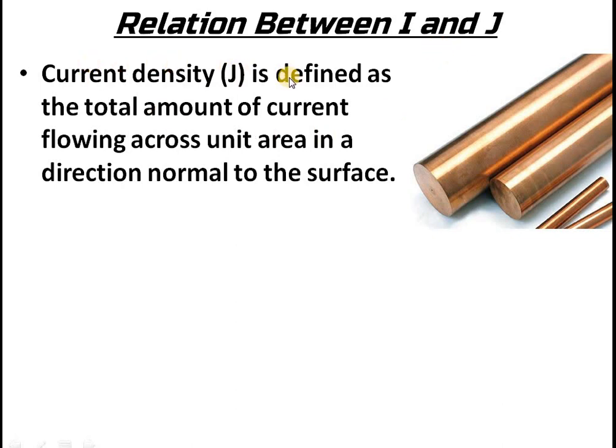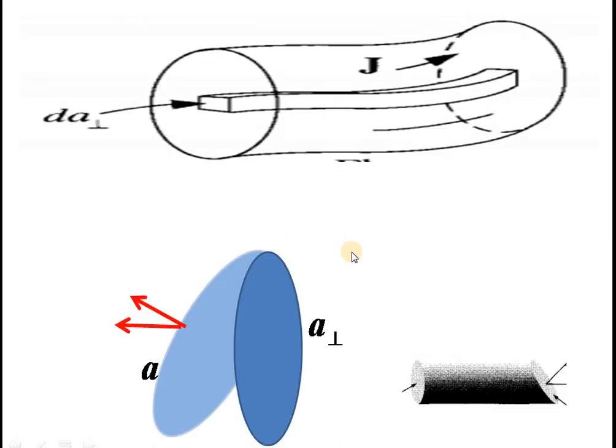So anyway, current density is defined as the total amount of current flowing across a unit area in a direction normal to the surface, and it is represented like this. Line current I is equal to the surface integral of J dot dA, where J is the volume current and dA is a small area. So this is the definition, and let us investigate how this expression is obtained. It's also very important.